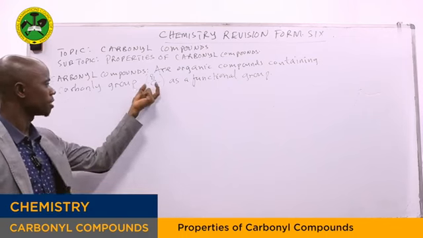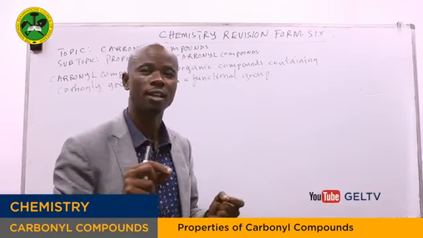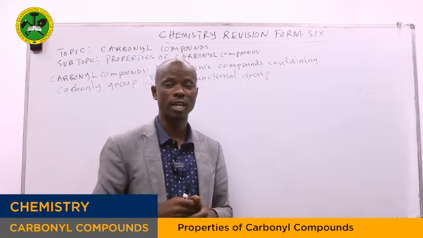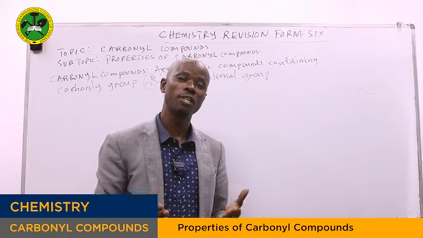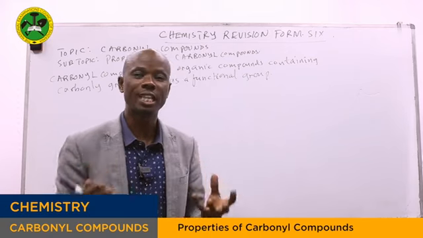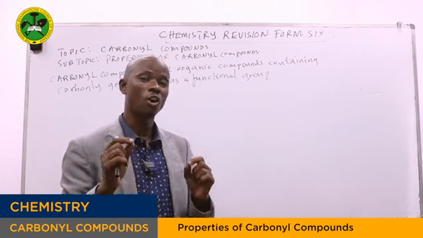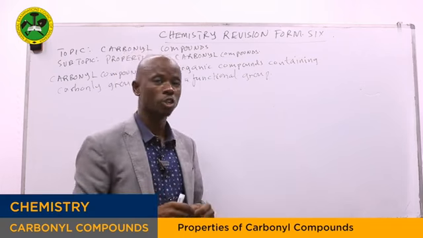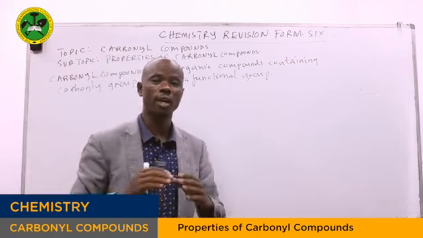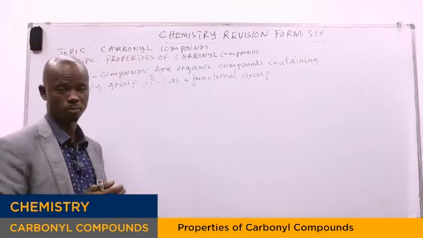Now, because this is the functional group, I can also ask a question. What do you understand by functional group? Are you able to tell the meaning of that? A functional group is an atom or group of atoms which carry the chemical characteristics of an organic compound. That is the meaning of the functional group. So this carbonyl group carries all the chemical characteristics of these compounds, which are called carbonyl compounds.